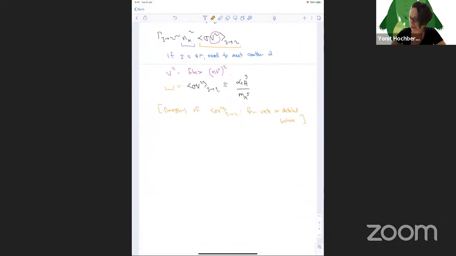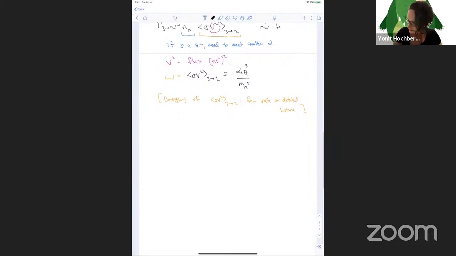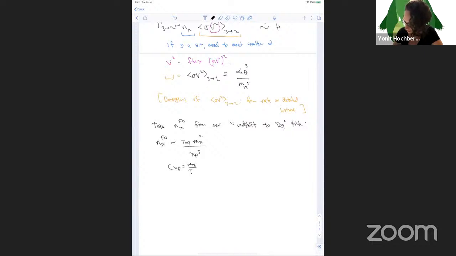And now what we, of course, want to do is compare our rate for 3 to 2 that we have over here to Hubble. So now we're going to use our trick of shifting to t equality. Let's take the value of n chi, the dark matter number density at freeze-out, just like we did yesterday, from our trick where we redshift to t equality. I'll remind you what we got yesterday: the number density of dark matter at freeze-out I can write as t equality m dark matter squared over x freeze-out cubed, where x freeze-out is defined as the mass of chi over the temperature at freeze-out.